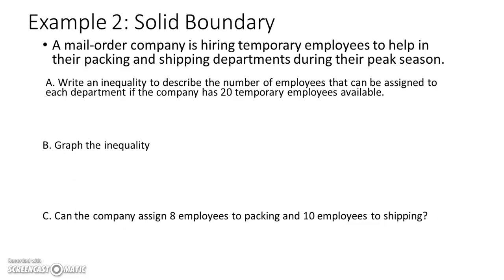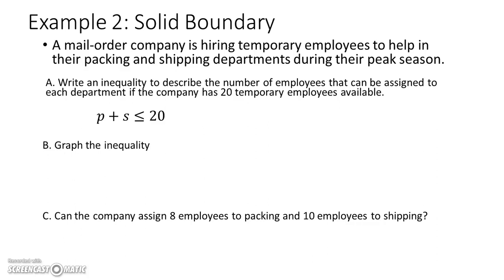So the idea here, we're going to let P be the number of employees assigned to packing, and let S be the number assigned to shipping. Since the company can assign at most 20 employees total to the two departments, we're going to use a less than or equal to symbol. So P plus S is less than or equal to 20. P is the number of employees packing, S is the number of employees shipping, and at most 20. We're going to graph this inequality.